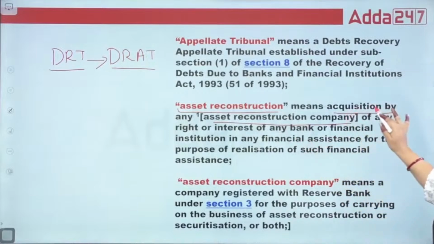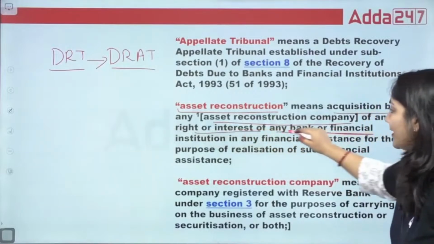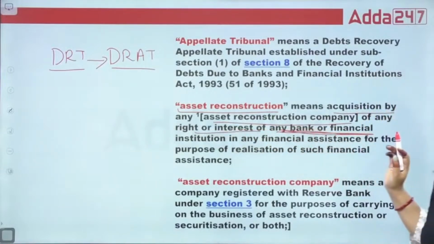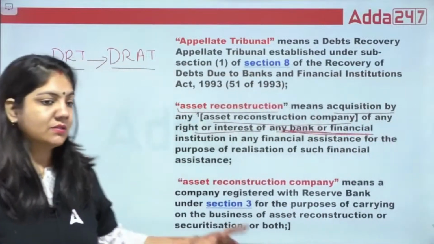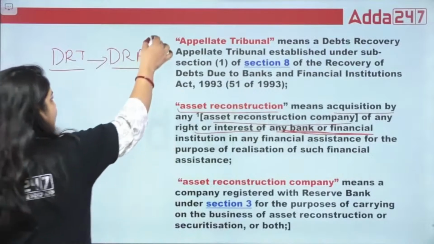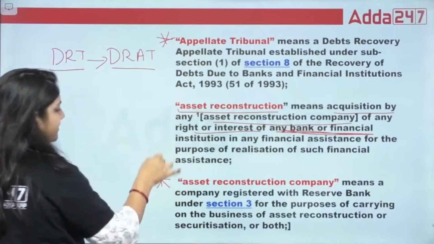Okay, so acquisition by any ARC company of any right and interest of any bank and financial institution. This is called asset reconstruction. And the term which is important, I will just highlight it. This is important. This is important.